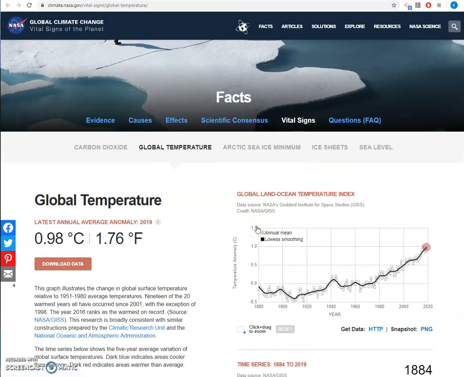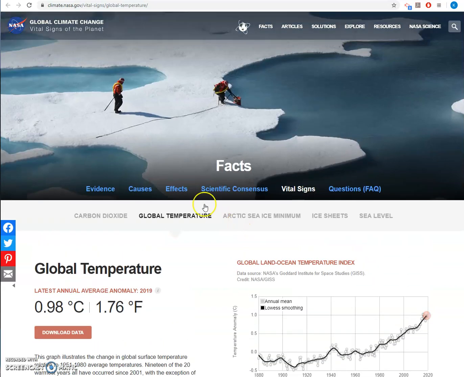This is the NASA page for global temperature. And as you can see up here, NASA's climate change page is actually including a lot of other information. So we're on the vital signs page here. There's evidence, causes, effects, scientific consensus, vital signs, where we're at, questions. Then you can also see there's other topics here that they're mentioning, and almost all of these are part of somebody else's project for this climate change project. So if you want to learn more, this is a really good resource for you.